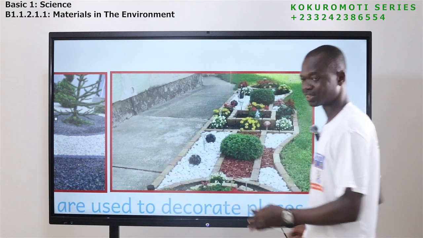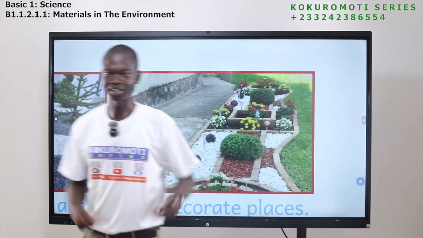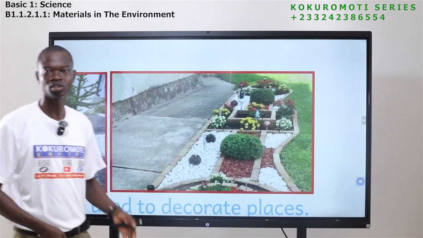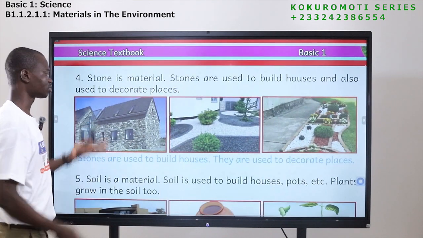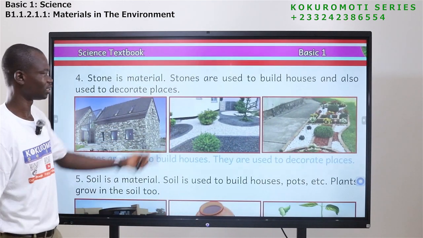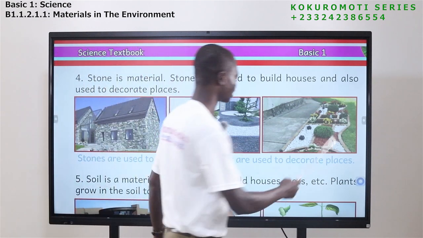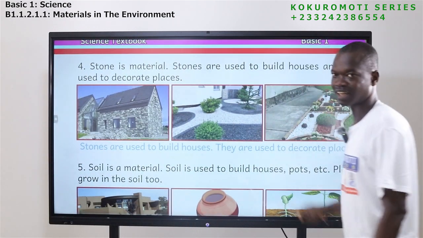So all these are materials. Stones are materials and they are also used to make objects. For example, we said they are used to build what? Houses. They are also used for decorations and other things. So that is one thing that you should know.